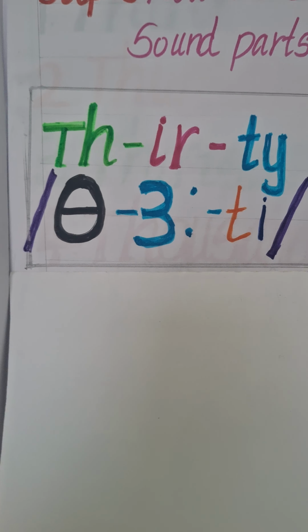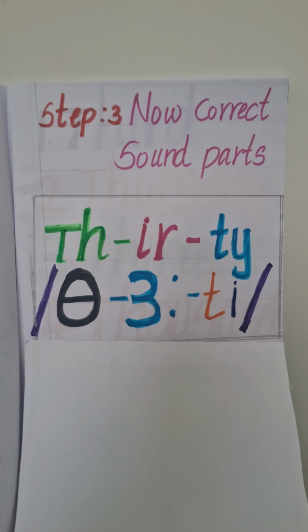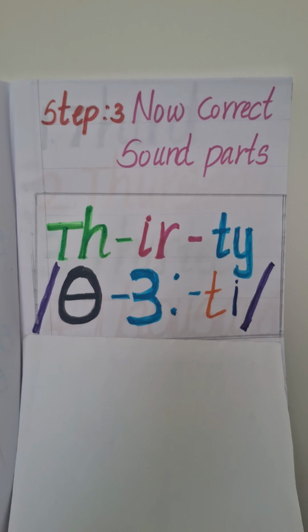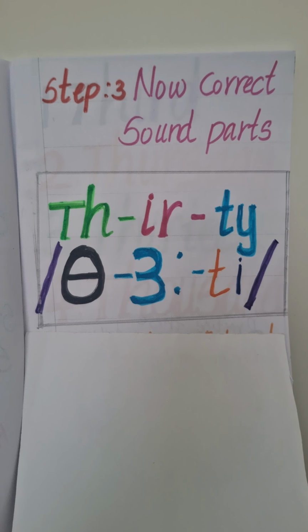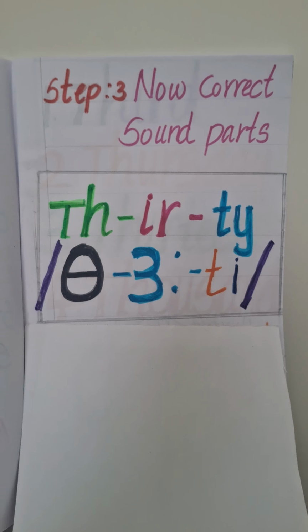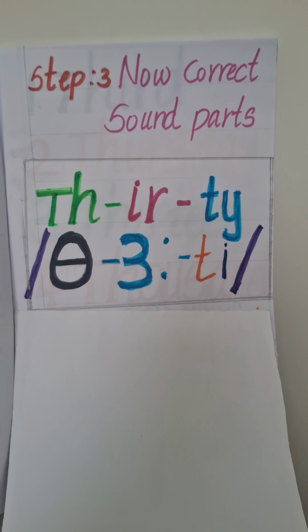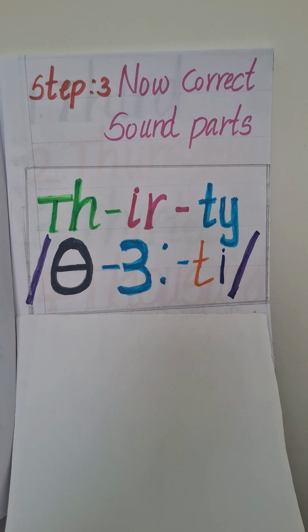Step 3. Now correct sound parts. Thirty. TH gives, IR gives, TY gives.